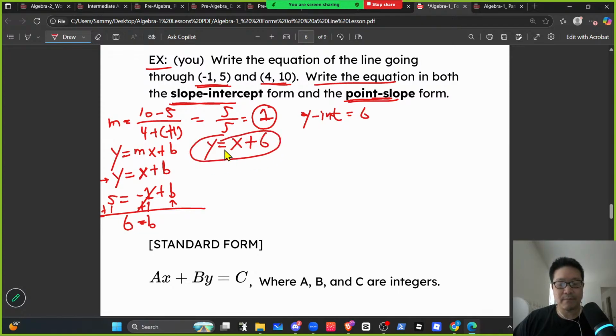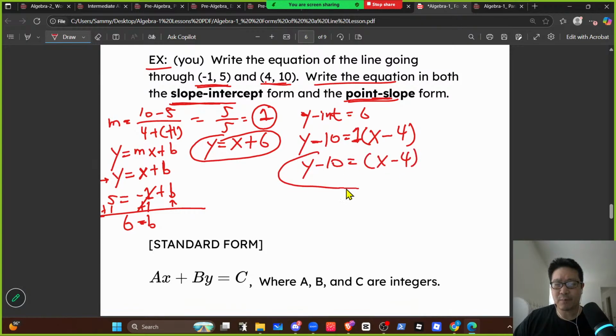There's my slope-intercept form. In point slope form, I'm going to do y minus, and I'll use 4 and 10 this time. Y minus 10 equals, slope is 1, so I don't have to write anything. If I wanted to, I could, but slope is going to be 1. And then I have x minus 4. Actually, yeah, that is our point slope form. Is this what you got for your point slope form? Yes. Okay, good.